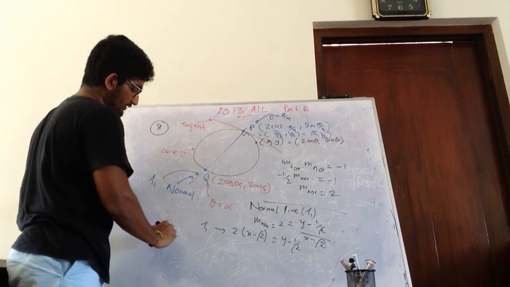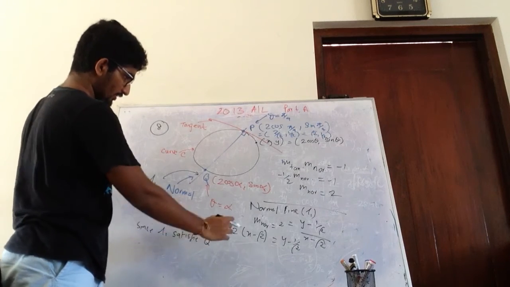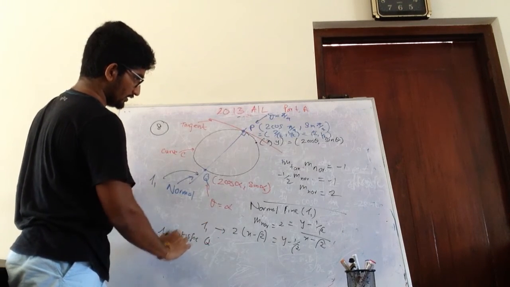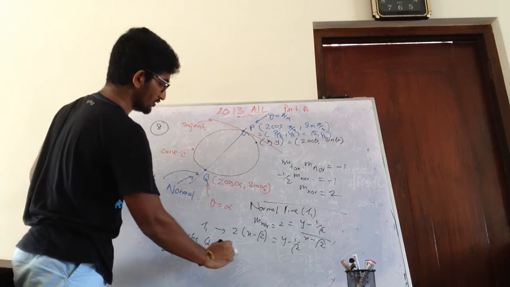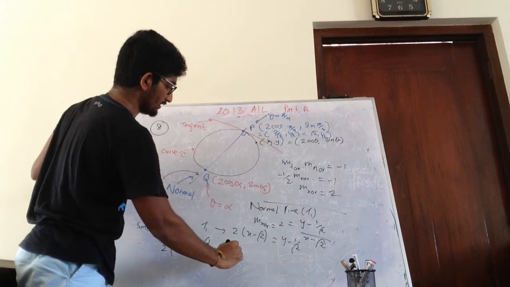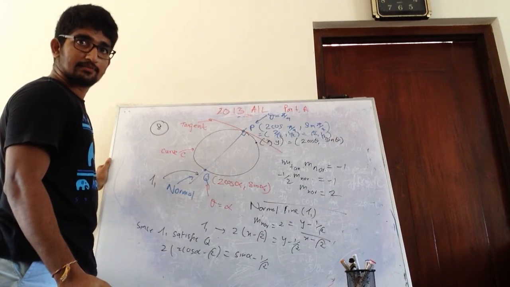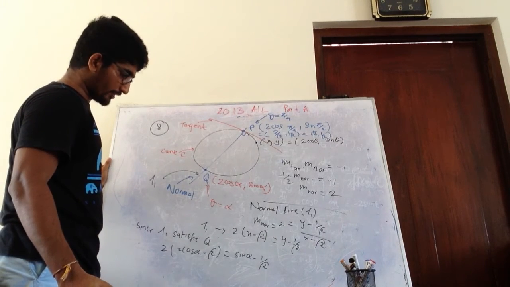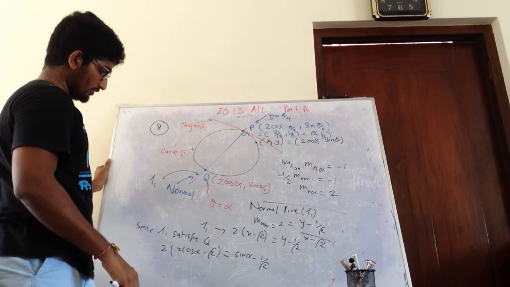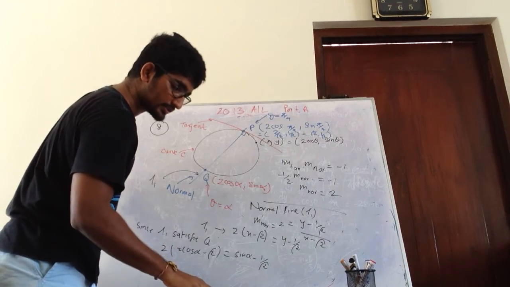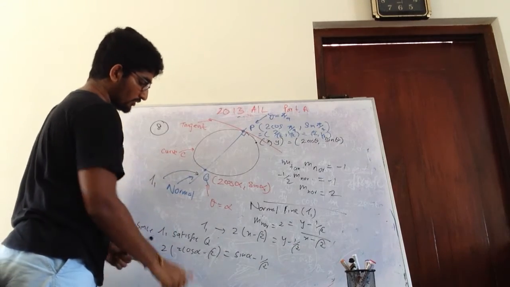Since L1 satisfies Q, you can write 2 times 2 cos alpha minus root 2 is equal to sin alpha minus 1 over root 2. Correct? So now, what are they asking? What's the answer they want? They want a neat form. So what I'm going to do here is multiply the whole side by 2.